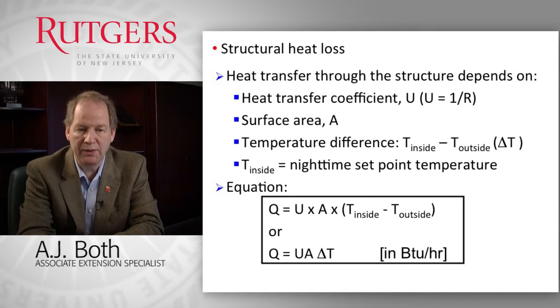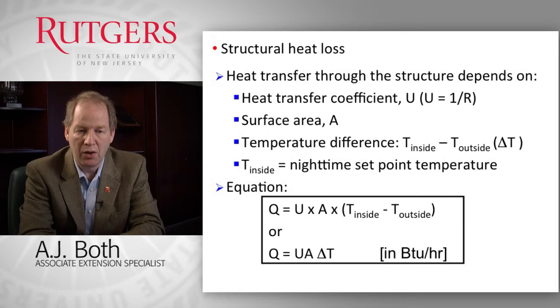So let's first look at the structural heat loss. It's a fairly simple equation to calculate what the structural heat loss is. It's the product of the heat transfer coefficient, a coefficient that is dependent upon the materials that the greenhouse is made of. It involves the surface area of the particular material involved in the heat transfer. We need to worry about the temperature difference between inside and outside. So the inside temperature is typically our set point temperature, and the outside temperature is what we call the design temperature. I'm going to talk about that in a minute.